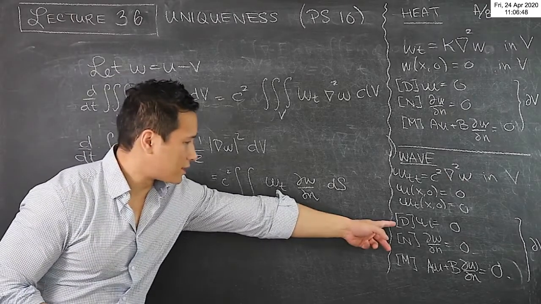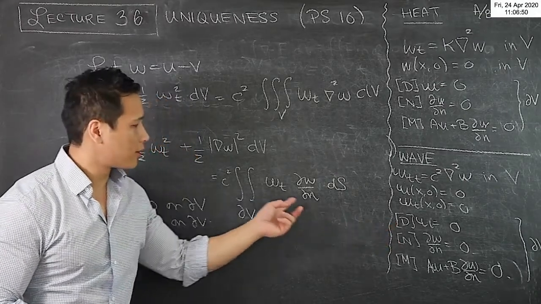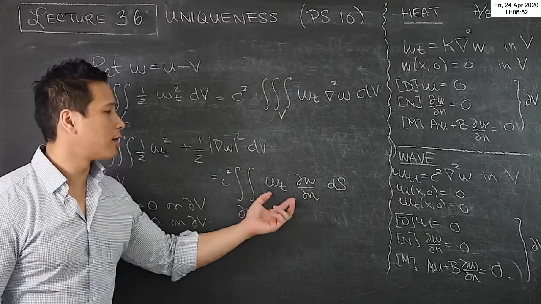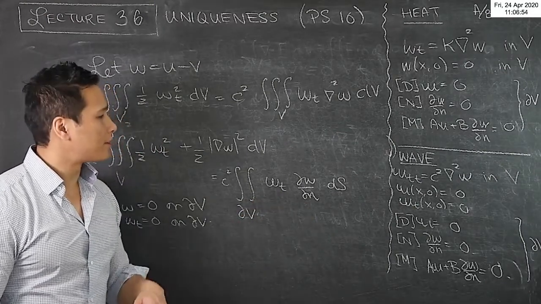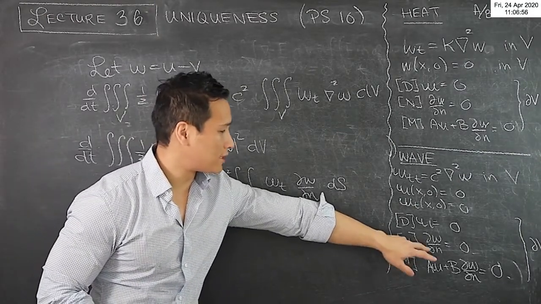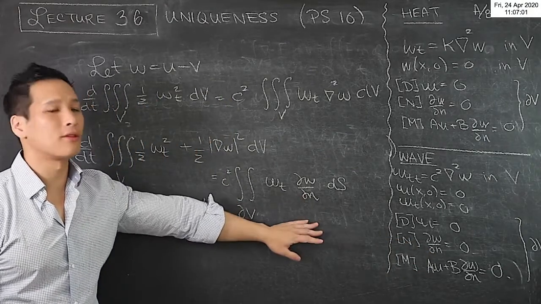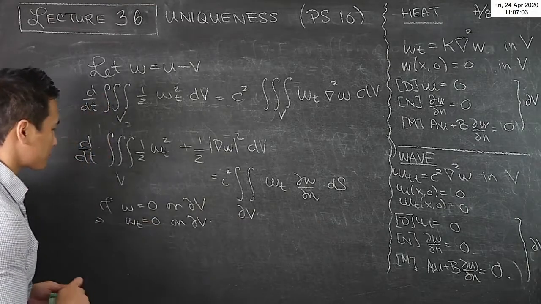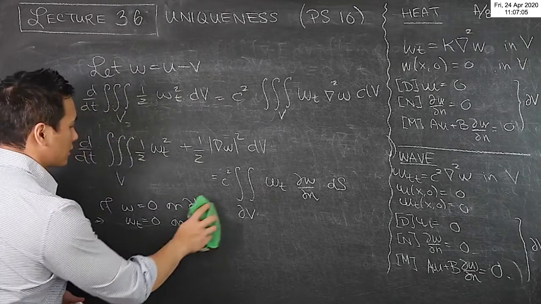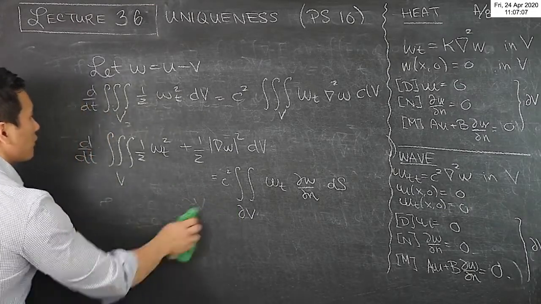So under the Dirichlet assumption that w is equal to 0, necessarily wt is equal to 0, and this right-hand side is equal to 0. Similarly, under the Neumann assumption that dw/dn is equal to 0 on the boundary, again, the right-hand side is equal to 0. We're going to leave the mixed condition for last as well.